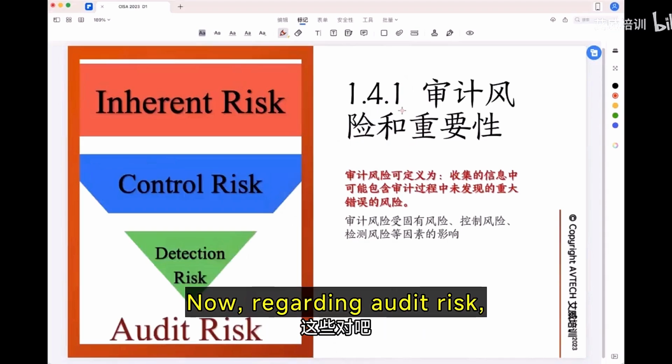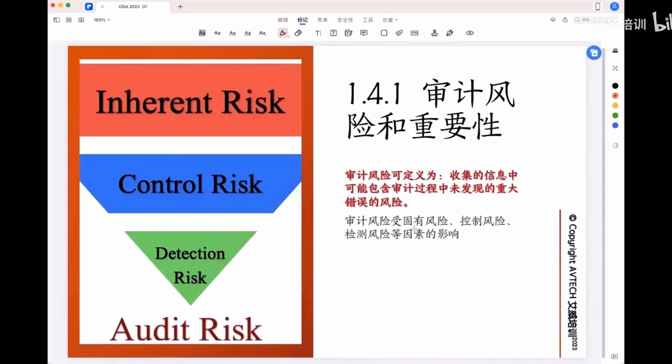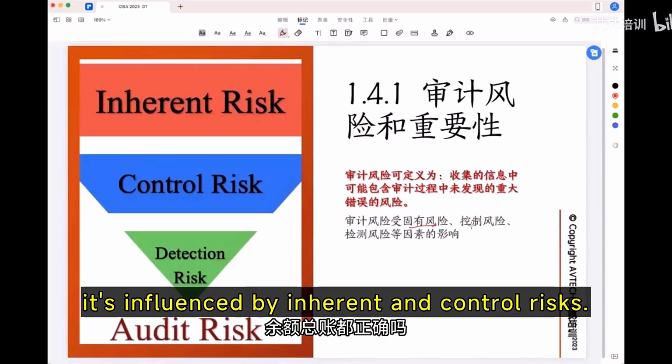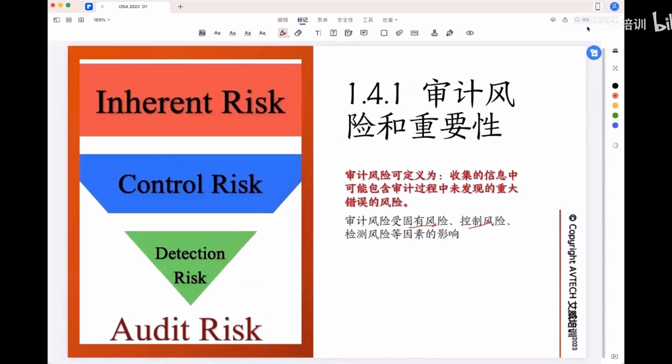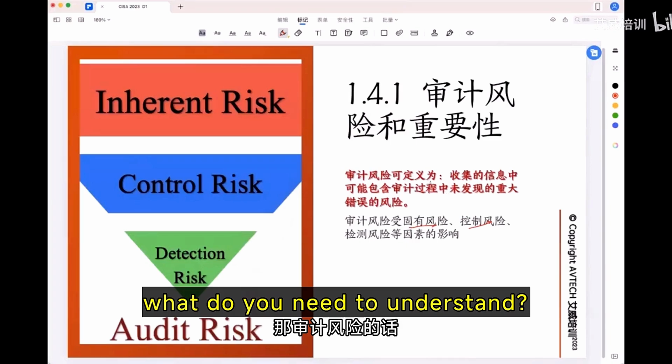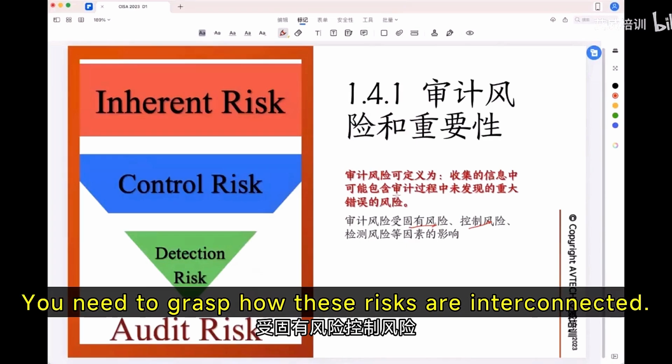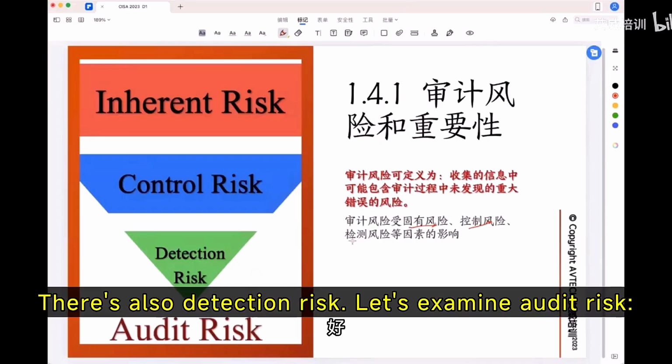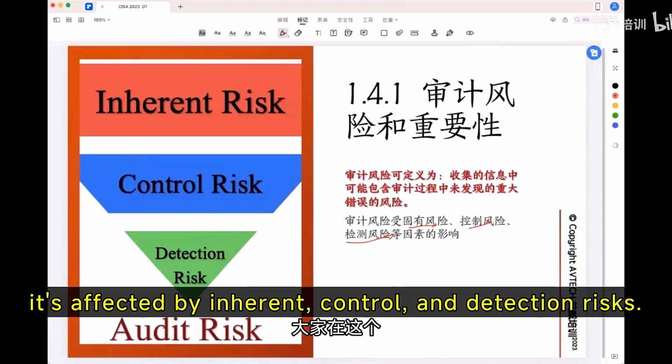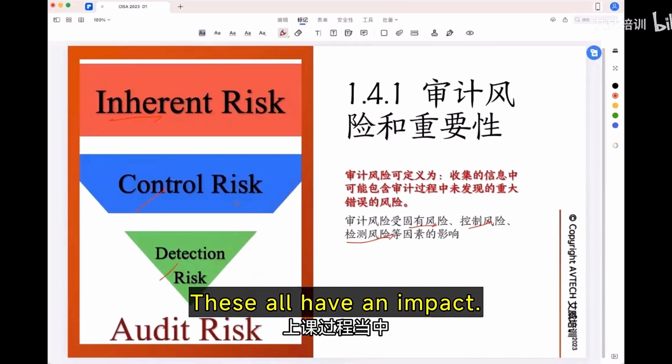Audit risk. Now, regarding audit risk, it's influenced by inherent and control risks. Okay, in this lecture, what do you need to understand? You need to grasp how these risks are interconnected. There's also detection risk. Let's examine audit risk. It's affected by inherent, control, and detection risks. These all have an impact.